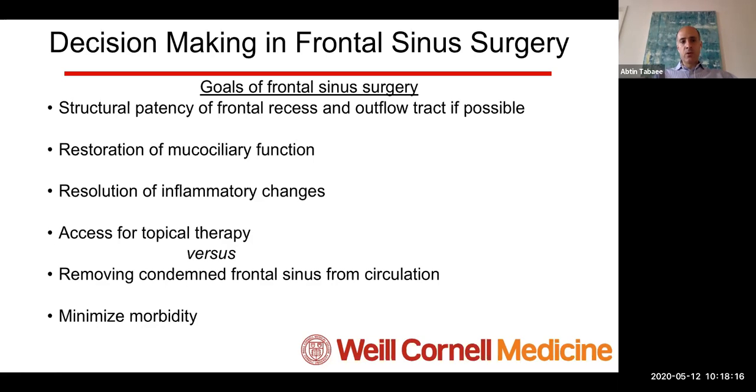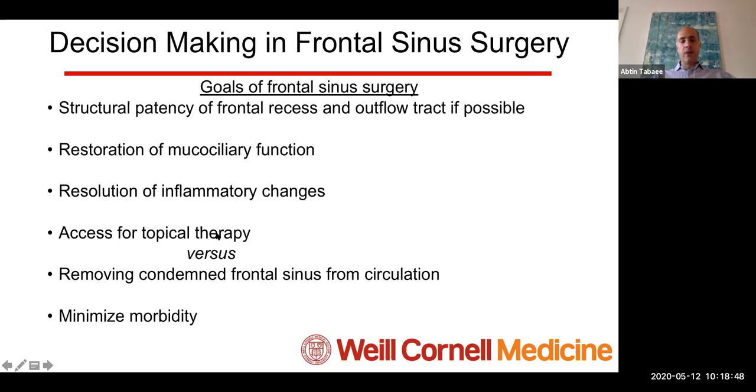You're trying to take a closed space and make it open. You're doing that by clearing away structural obstruction. That could be bony partitions, polypoid tissue, anatomic variants. But at the end of the day, from a technique perspective, you're trying to create an open and patent outflow tract. At the end of a long healing period and influencing the recess with medical therapy, your ultimate goal for patient care is to restore mucociliary function and physiology, reduce inflammatory change, and equally importantly, access topical therapy.